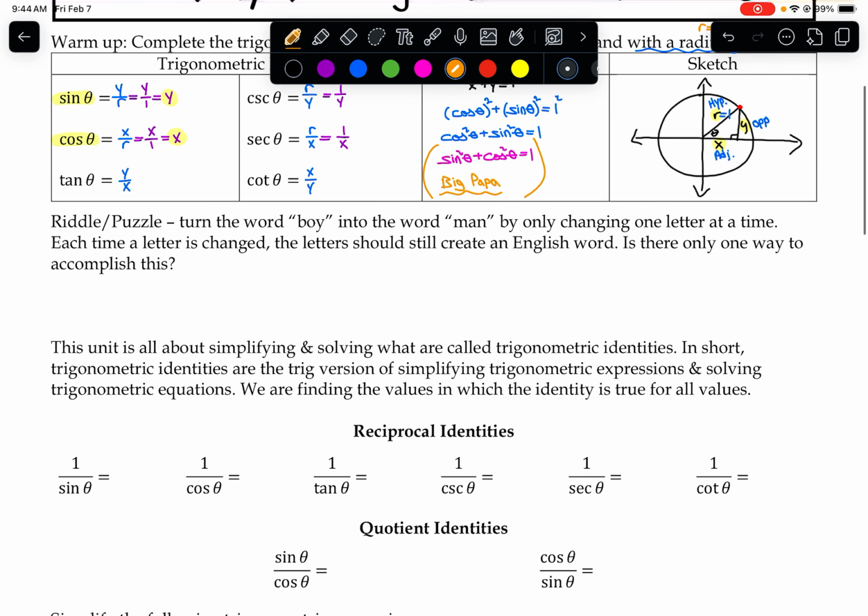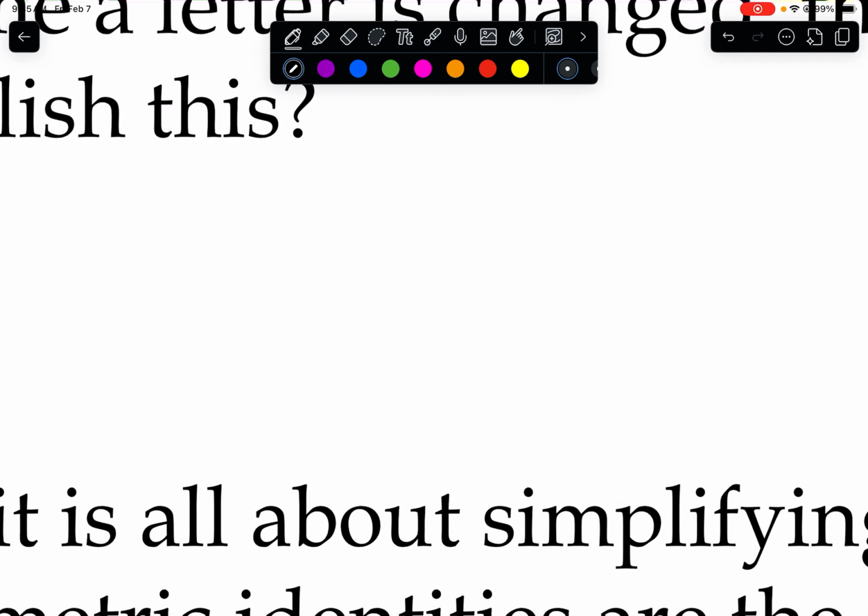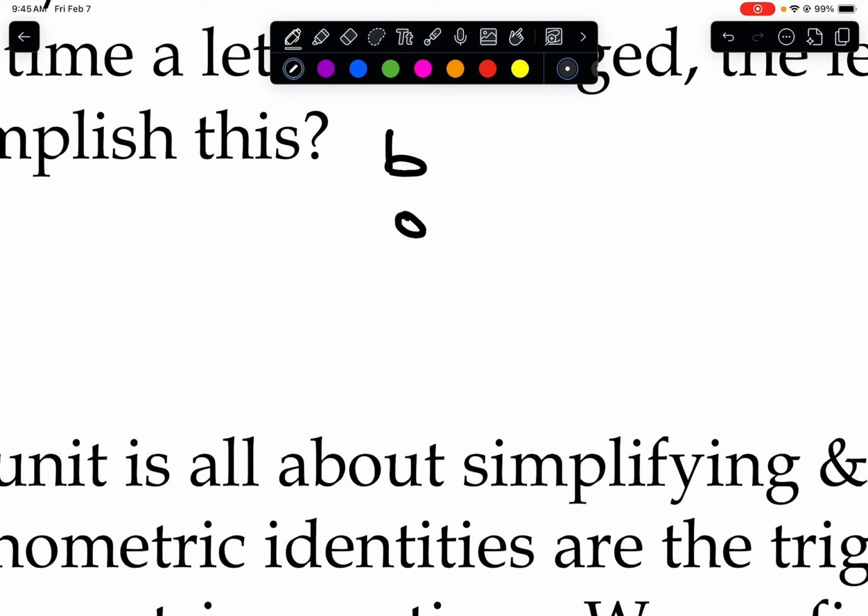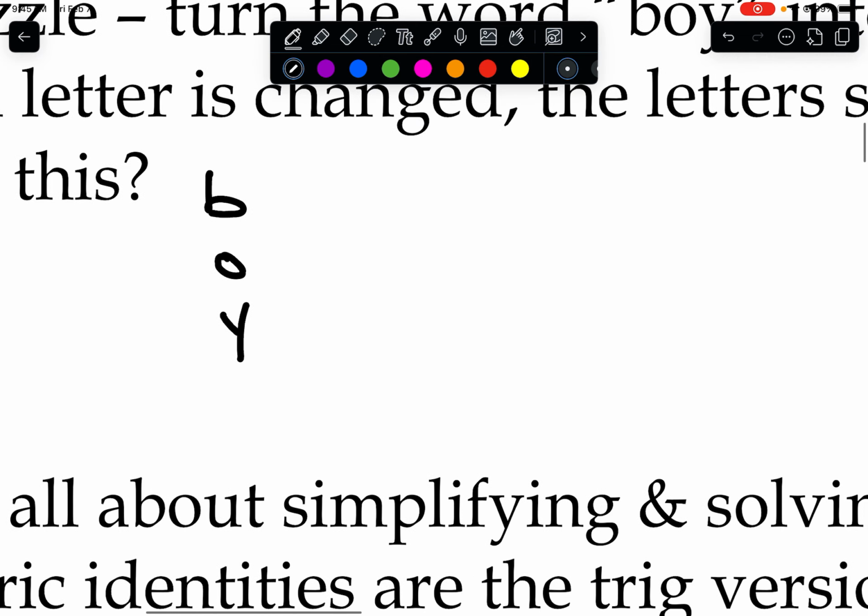To work our way into it, we're actually going to do this little riddle. We want to turn the word boy into the word man by only changing one letter at a time. Each time a letter is changed, it should still create an English word that you can find in a dictionary. As we start off, we also want to discover if there's only one way to do this. So we're going to start off with the word boy. I'm going to do this vertically, or you can do it horizontally. It's up to you.